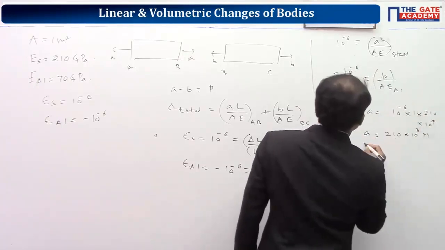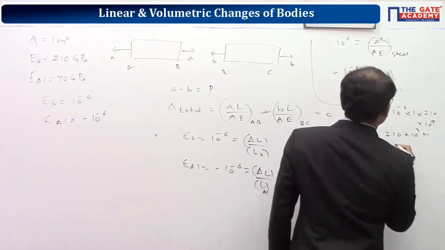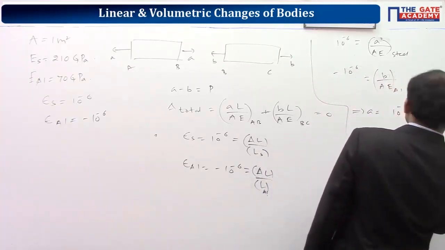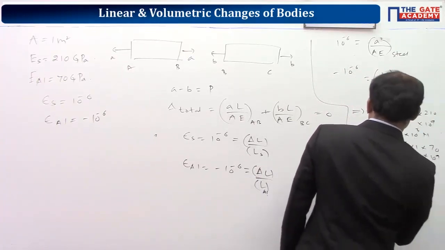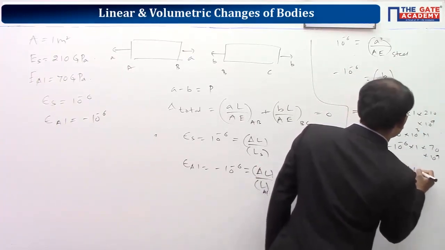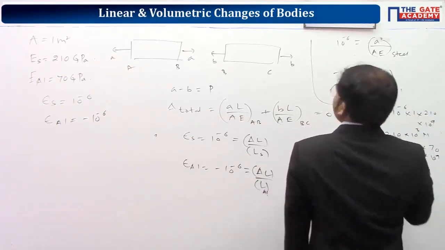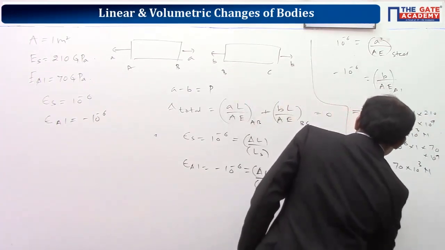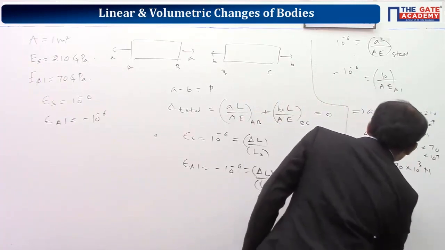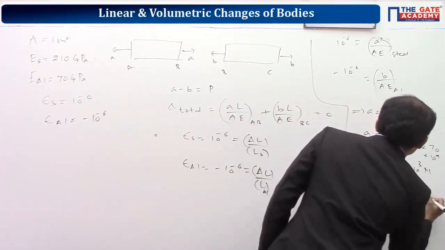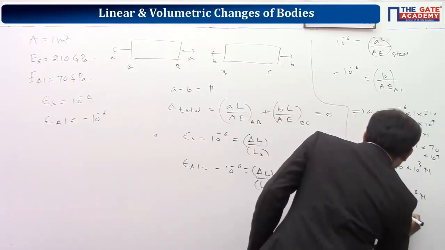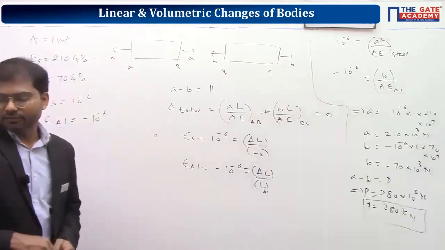And from this we will get small b is equal to minus 10 power of minus 6 into 1 into 70 into 10 power of 9. So we will get b is equal to minus 70 into 10 power of 3 Newton. So we have a minus b is equal to P, implies P is equal to a minus b. So 280 into 10 cube Newton, but they're expecting the answer in kilonewton. So 280 kilonewton. Very good.